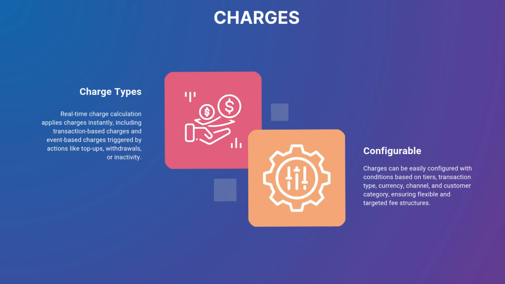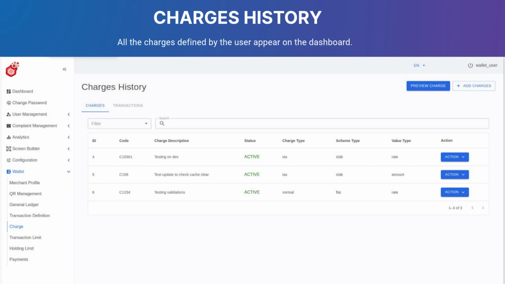This flexibility allows banks and wallet providers to not only ensure cost recovery but also to design tiered pricing strategies that can incentivize usage, promote specific channels, or even deter risky behaviors. Once charges are configured, the Charges History dashboard offers a clear and centralized view of all charges defined in the system. This screen helps admins and product teams easily monitor and manage charge configurations.